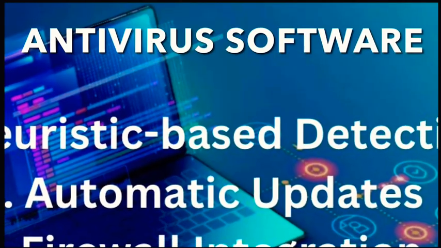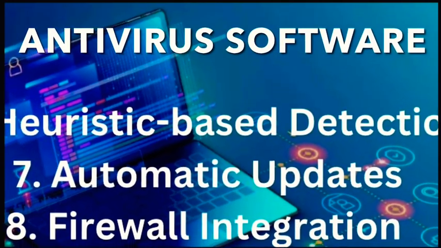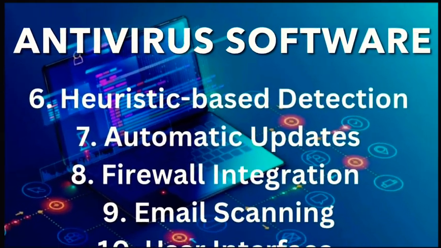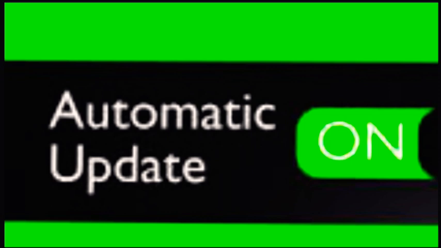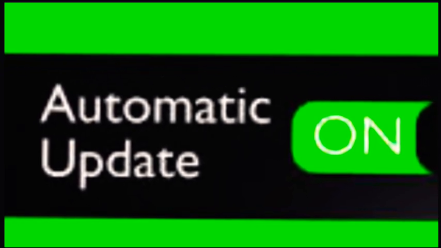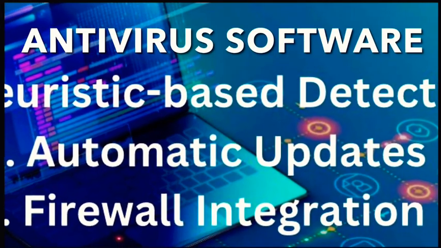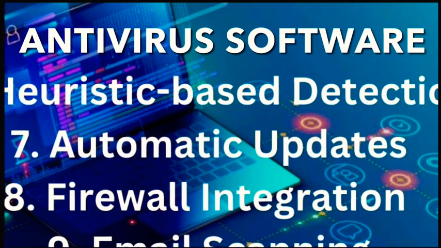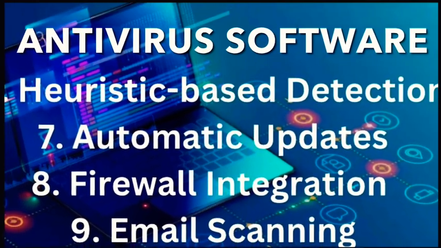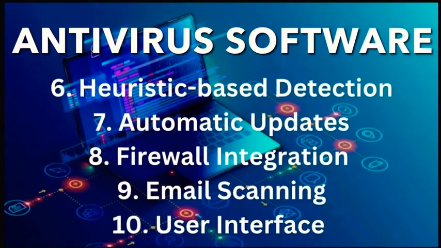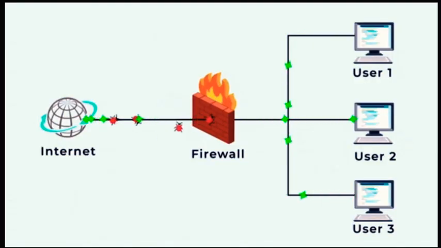Automatic updates. Antivirus programs regularly update their virus databases and software to stay current with the latest threats and security measures. Example, automatically downloading and installing the latest virus definitions to ensure protection against new malware variants. Firewall integration. Some antivirus solutions include a firewall component to monitor and control incoming and outgoing network traffic, adding an extra layer of security. Example, blocking unauthorized access attempts from external networks.